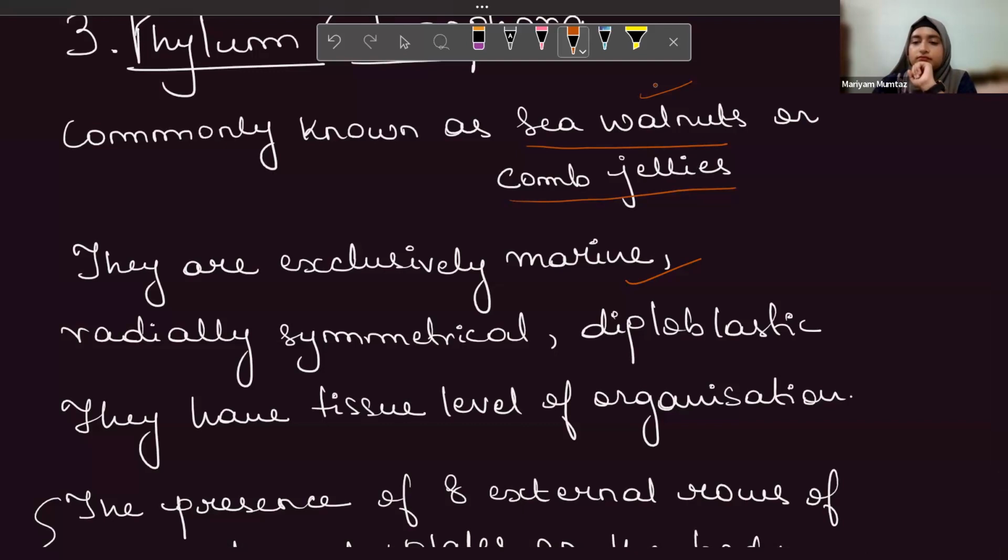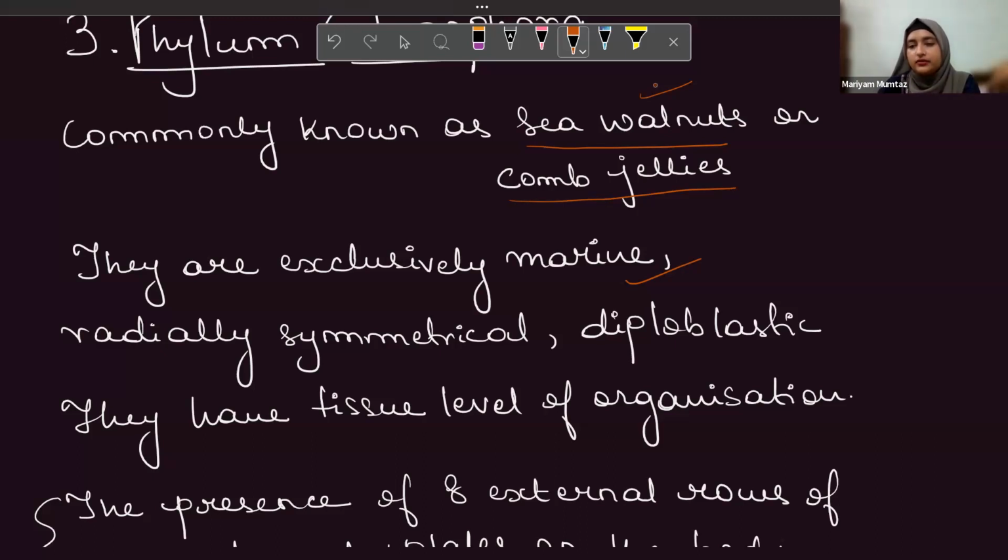Two layers are present, the ectoderm and the endoderm. But didn't diploblastic ever... was only Cnidarians? Diploblastic, no, even this was diploblastic. Ctenophora is also diploblastic because it is a lower organism. Only two germ layers are there.